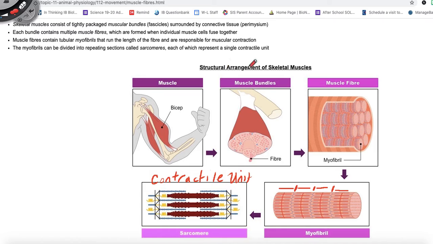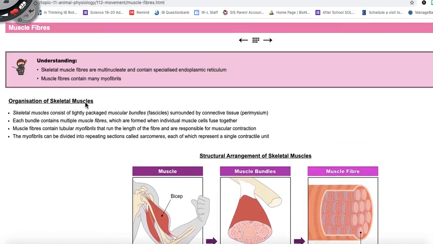Okay? All right, so this is a structural arrangement of skeletal muscles ranging from the big overview of your bicep muscle. So within the bicep muscle, you have muscular bundles. Within the muscular bundles, you have a muscle fiber. Within the muscle fiber, you have these myofibrils. And then within the myofibrils, you have the repeating units, the contractile units known as sarcomeres.